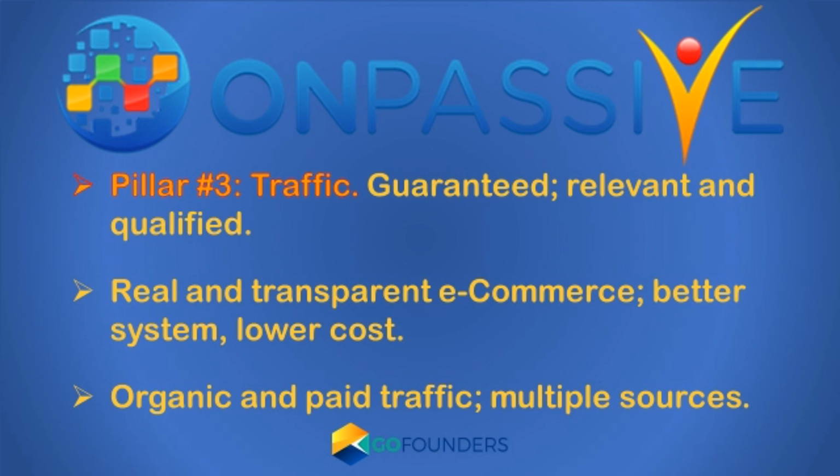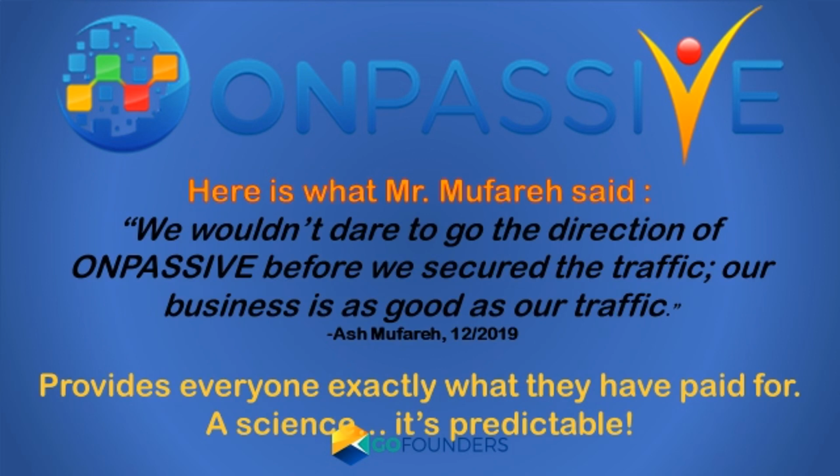And it's coming from multiple sources to the point that we can provide exactly what has been paid for everybody that's bought anything. Make sure they succeed. So you can rest assured we know exactly what we're doing. Onpassive is steeped in science, and like all science, it's predictable.